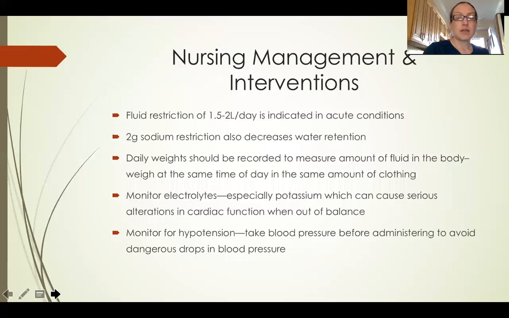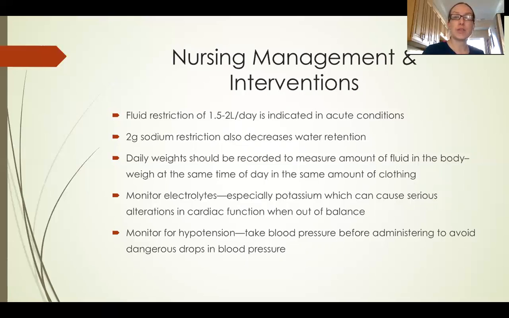All right. So other management strategies include putting them on a fluid restriction of 1.5 to 2 liters a day. If you're going to be getting rid of all that fluid, it doesn't make any sense to keep putting it in your body by drinking too much liquid. So another restriction would be a 2-gram sodium diet, because where sodium goes, water follows. So you're going to have more retention if you eat a lot of salty foods.